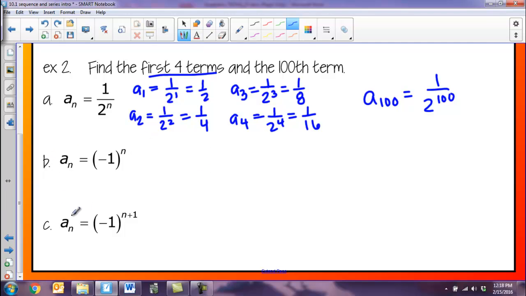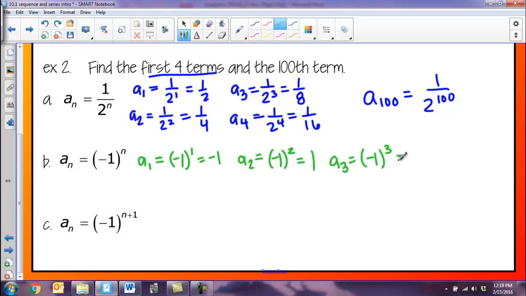Now this next one is kind of important for the future when we see stuff with negatives. If I do this the same way, a sub 1, I'm going to plug in a 1. Well, negative 1 to the first is just negative 1. A sub 2, I plug in a 2, and negative 1 times negative 1 is positive 1. A sub 3, negative 1 to the 3 gives me a negative 1, and if you put in a 4 there, it'll turn back into a positive 1. So this is what we call an alternating sequence.